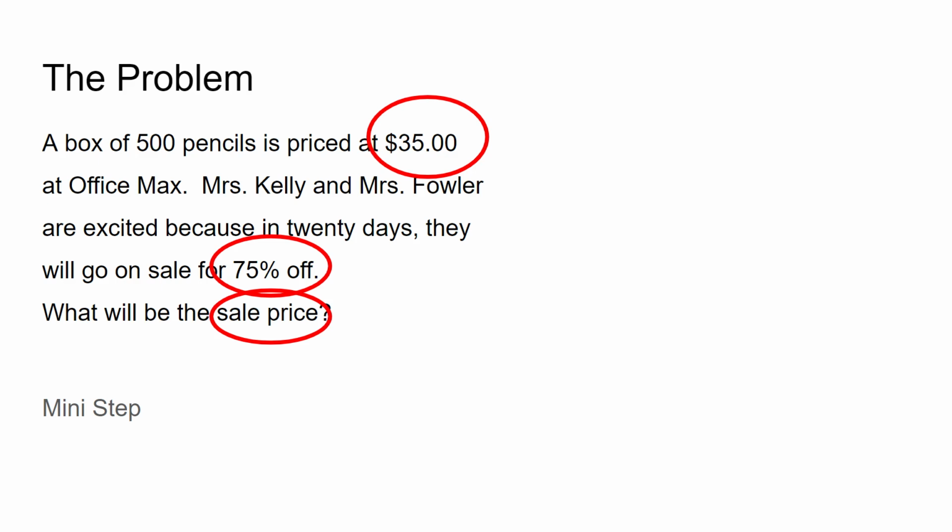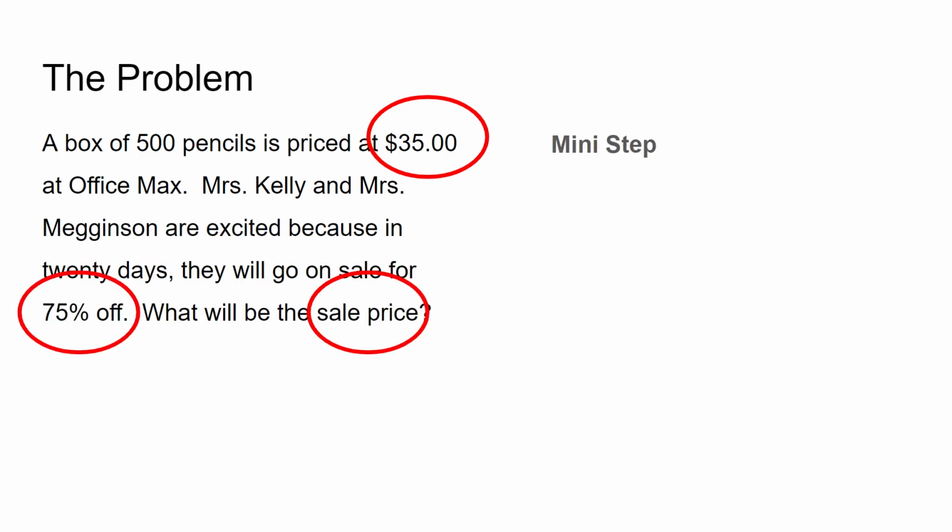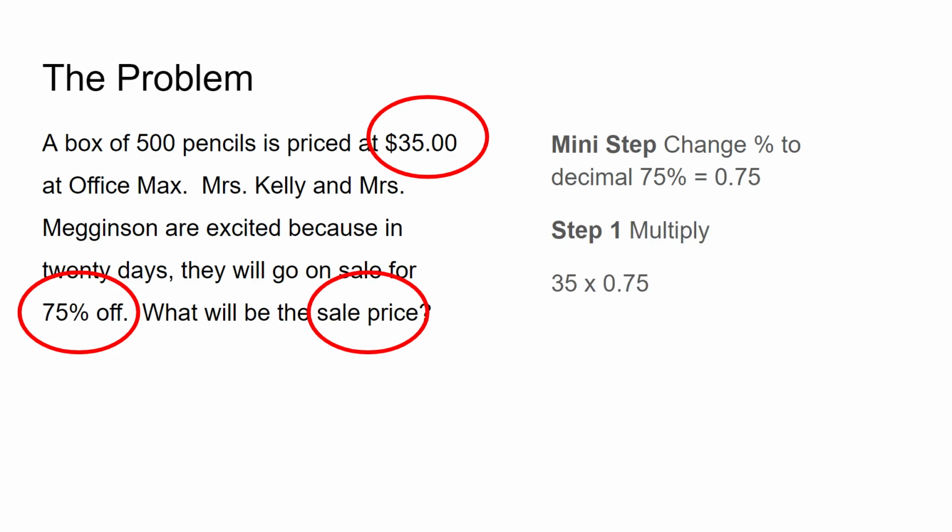So in this case, we have a two-step problem where we're going to have to multiply, but then do subtraction after multiplication. And again, we also have our mini step of turning 75% into a decimal. So first we're going to do that, and remember, do the booty bump. That turns 75% into 0.75. Next is our first step, which is multiplying. So we multiply $35 with 0.75. When I put that into my calculator, I end up with 26.25.